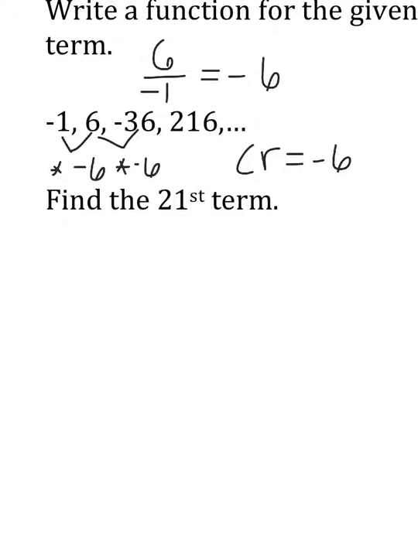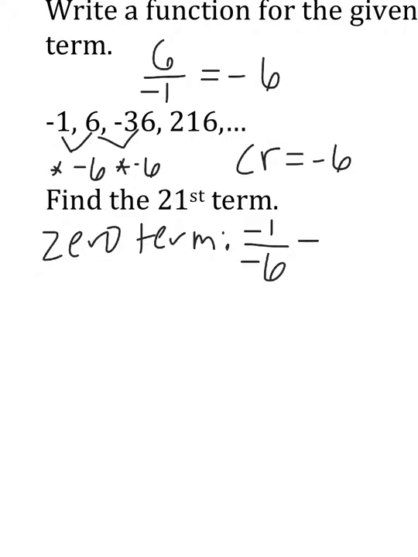Okay, now we need to find our zero term. That will be the term that comes before our first term, right? Because our first term, 0, comes before 1. So let's see, we have -1, and then we're going backwards. So if we're multiplying by -6 each time, we're going to do -1 divided by -6 to figure out what our zero term is. And it looks like we have a negative divided by a negative, so that makes a positive 1/6 for our zero term.